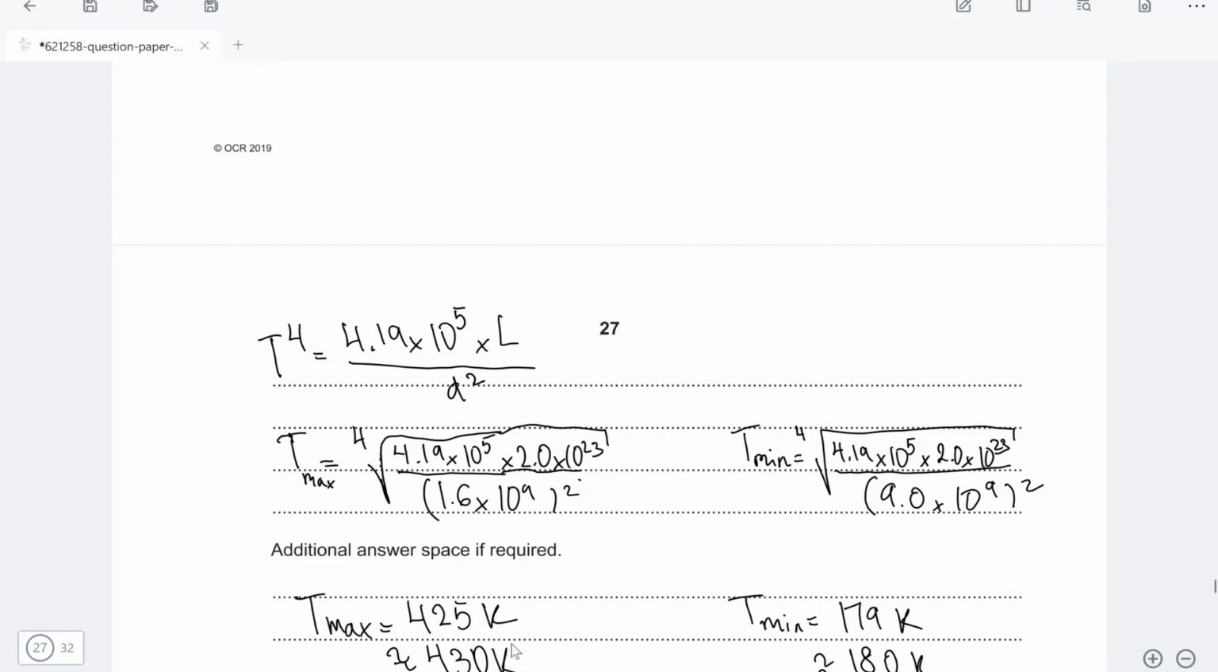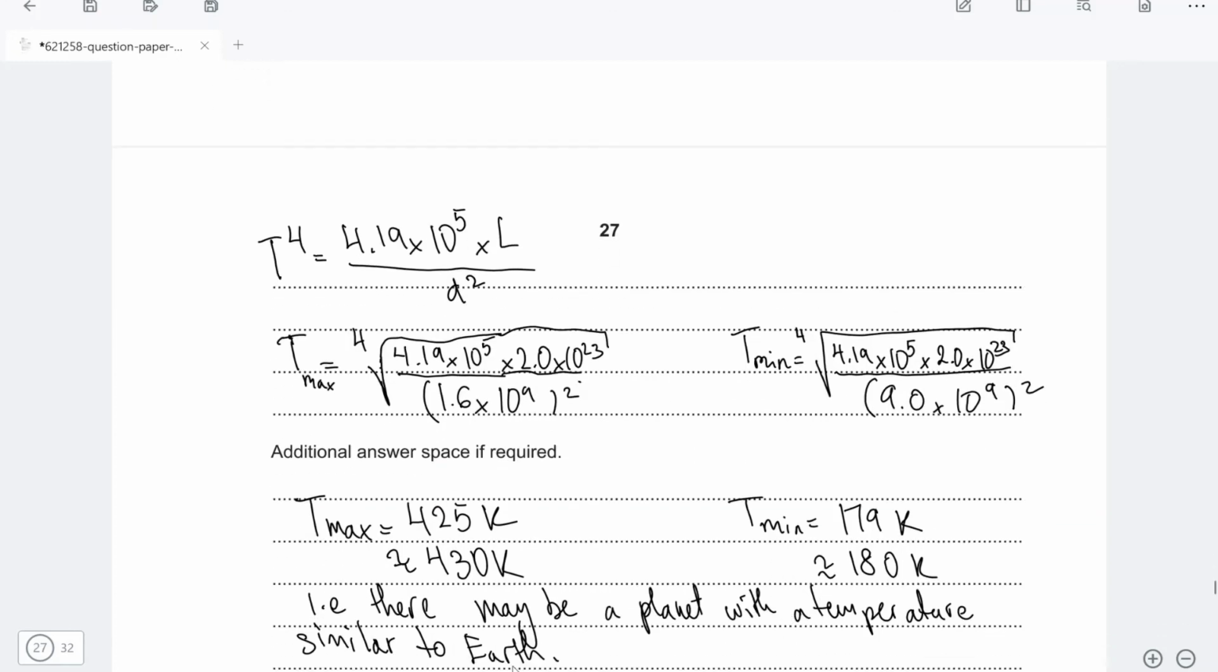The minimum temperature is using exactly the same expression. However, rather than 1.6 times 10 to the 9 for the distance, I have given the maximum distance, which is 9.0 times 10 to the 9, and we're given that the minimum temperature is about 180 Kelvin. Well, look at that. The maximum temperature is 430 if we're really close to the planet. The minimum temperature is about 180 if we're pretty far away from the planet.